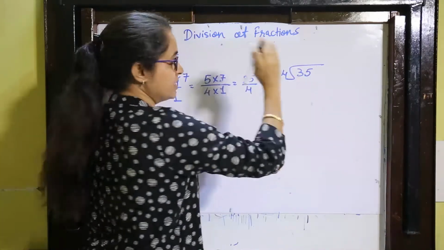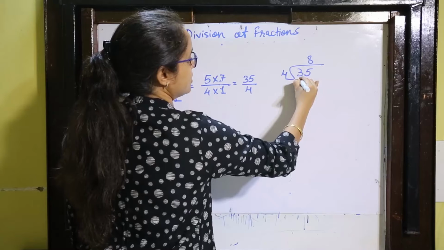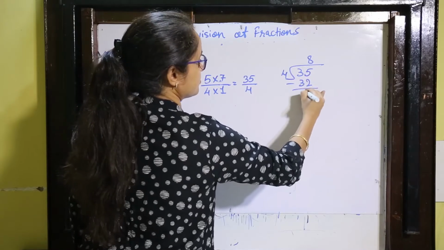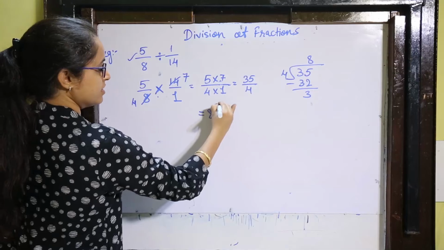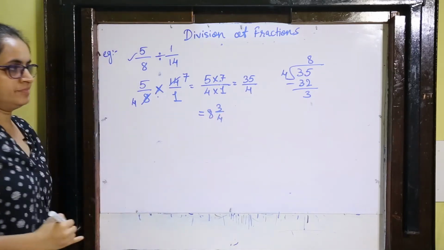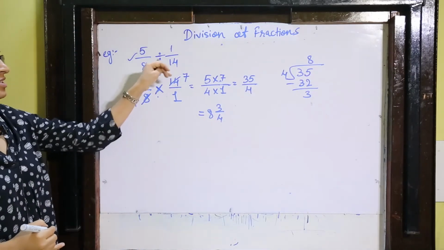You need to convert it into a mixed number. 8 4s are 32. So the answer is 8 3/4. This is your answer.